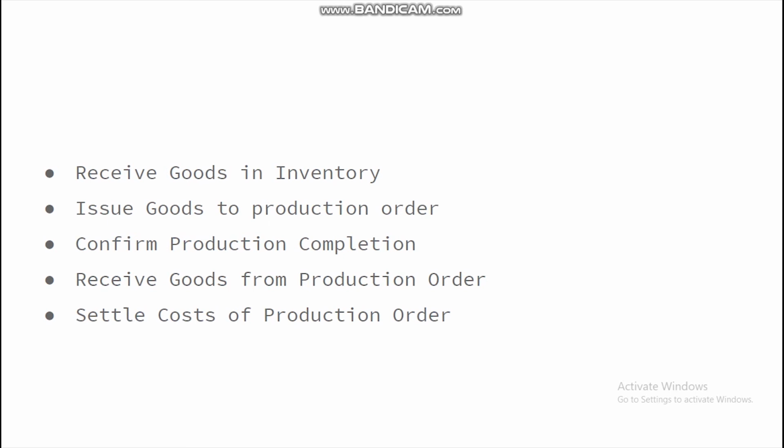And last is settle cost of production order. In this process, we see the total cost and compare the actual cost to the planned cost to identify any deviation or potential problems.